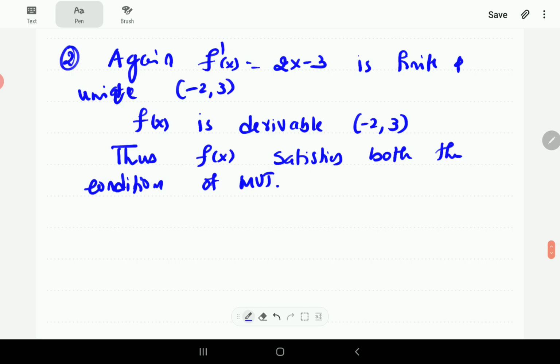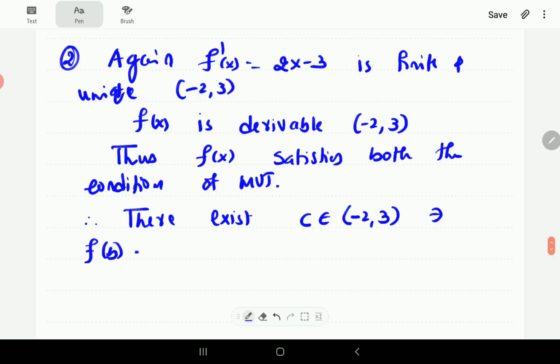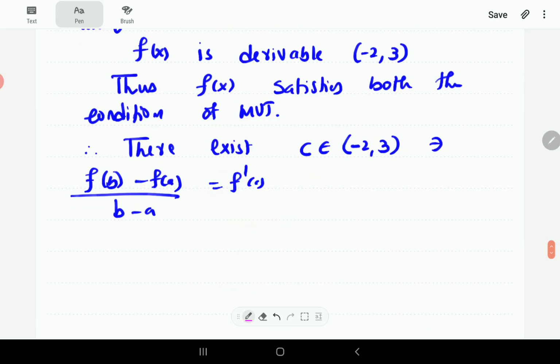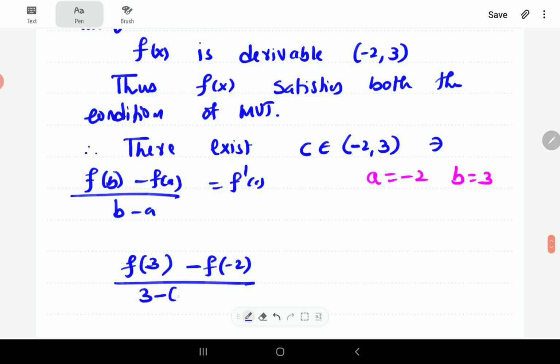Therefore, by the mean value theorem there exists c belonging to the open interval -2 to 3 such that f of b minus f of a upon b minus a must be equal to f dash of c. In this case, our a is -2 and b is 3. So it should look like f of 3 minus f of -2 divided by 3 minus of -2, and this should be equal to f dash of c.